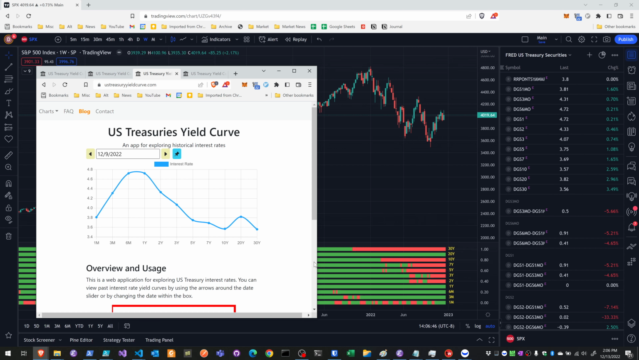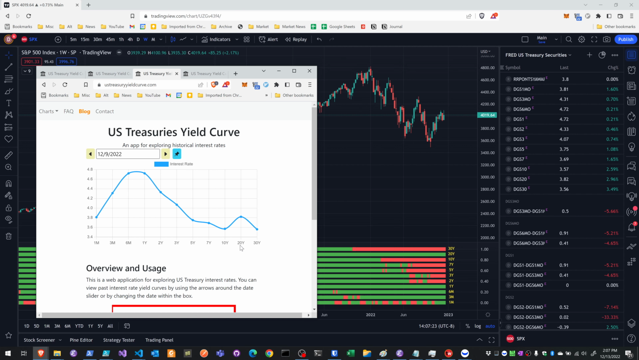Now, why isn't the 1 year included in that? Because on this particular day, on the 9th, if you look, the 6 month was 4.72 and the 1 year was 4.72. So the way the indicator works is, the 1 year is not lower than the 6 month, and so it's just marked as green. It's only marked as red if it's actually lower than the security to the left.